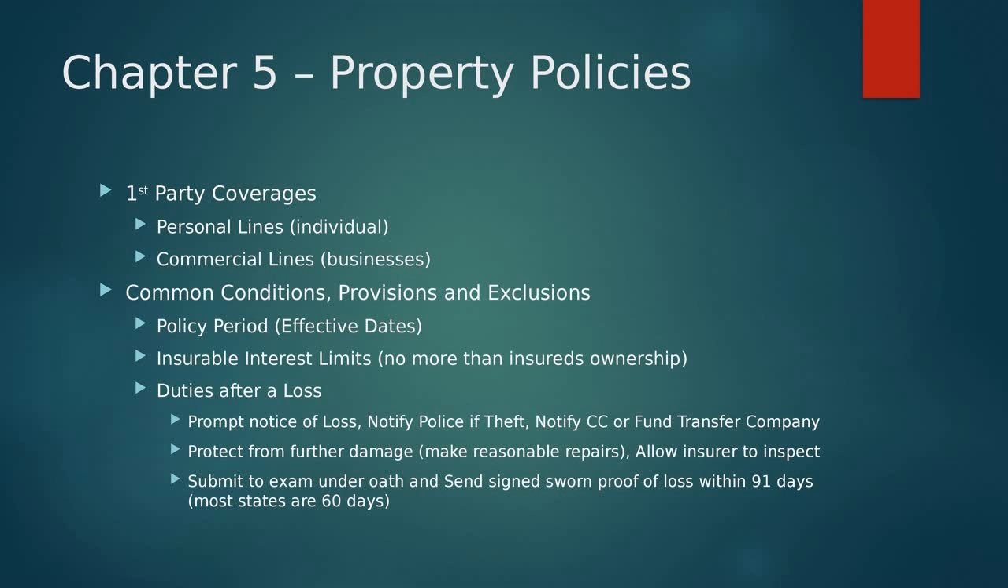One concept on property policies is that you are not able to have a policy with an insurable interest greater than your amount of ownership in the property. So you have a limit there. If 3 different people owned a property worth $90,000, each of them would only be able to get $30,000 worth of insurance if they were equal owners of that property.